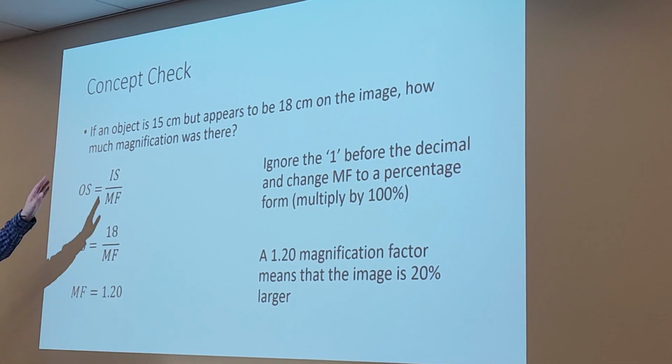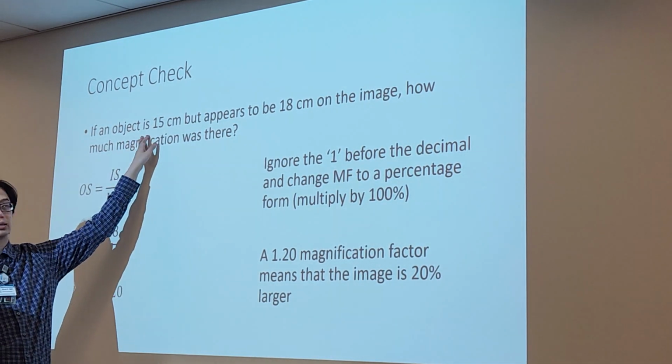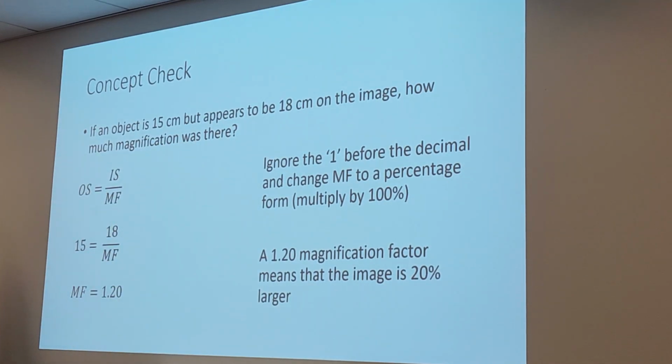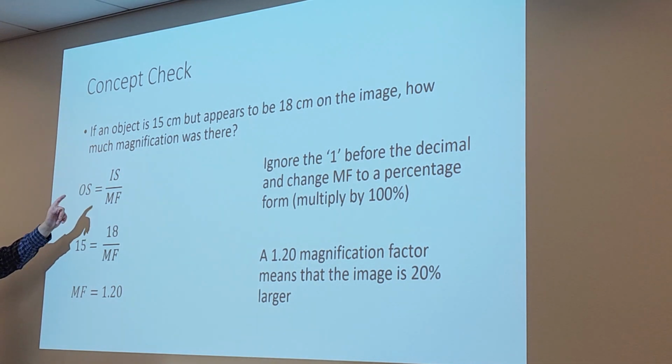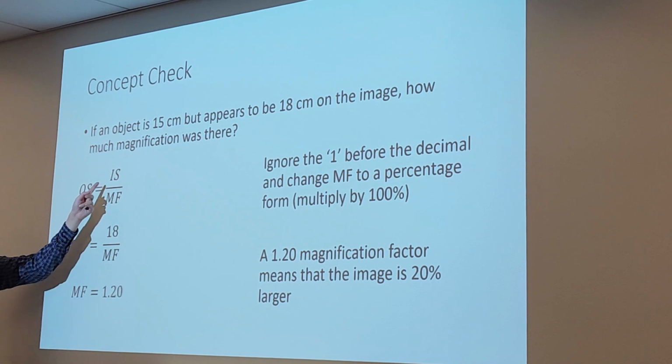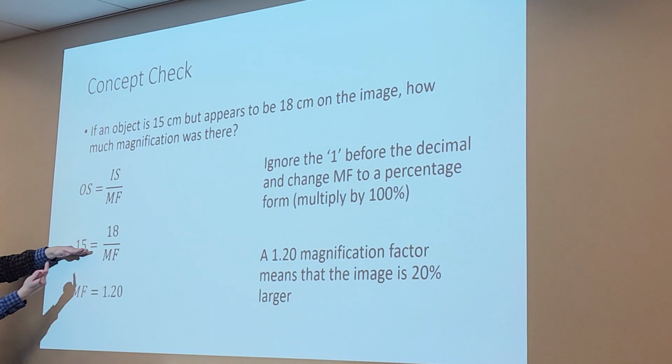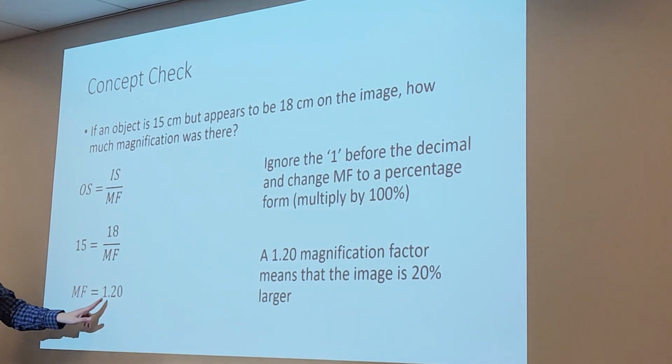So, if an object is 15 centimeters in reality, but it looks like 18 centimeters on the image, how much magnification was there? Well, we just find our normal magnification factor. We've got object size, which is 15, image size, which is 18. We'll solve for our magnification factor here. If we want to make this easy, imagine this is 15 over 1, and you can cross multiply. And that will give you a magnification factor of 1.2.